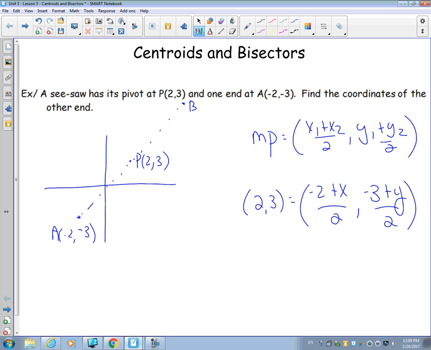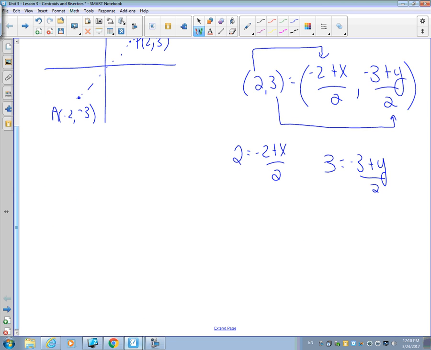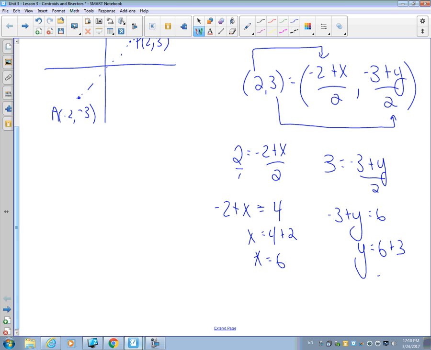When we do this, we actually have two separate equations. We have the x piece, and we have the y piece. If we write them separately, we can see, hopefully, how we can solve these things. Our key there is we can cross multiply. So let's do that. 1 times (-2 plus x) is -2 plus x. 2 times 2 is 4. So I can add and get my x value. If we do the exact same thing with the next one, we'll get -3 plus y is 6, or y is 6 plus 3, and it's 9. So B, the other endpoint, has to be at (6, 9).